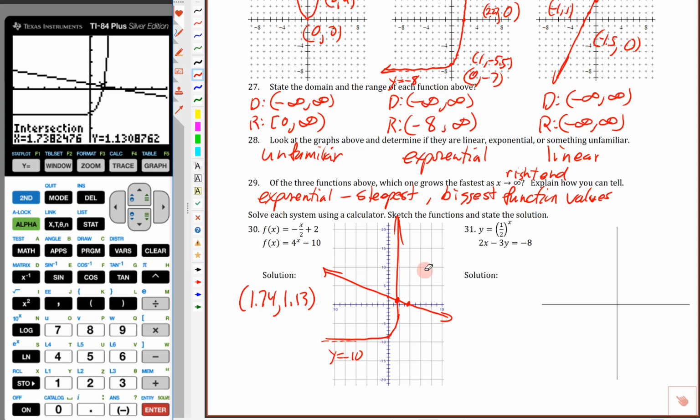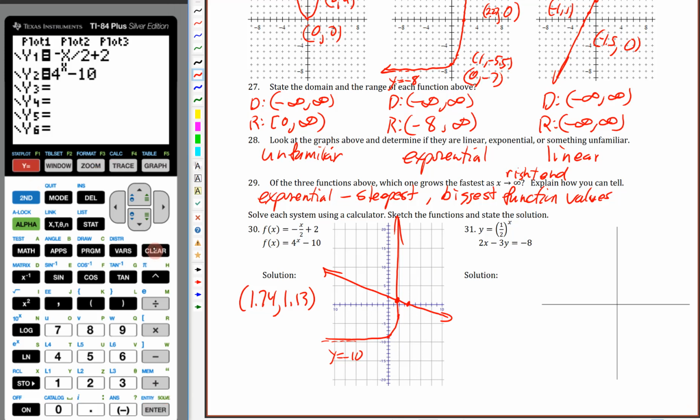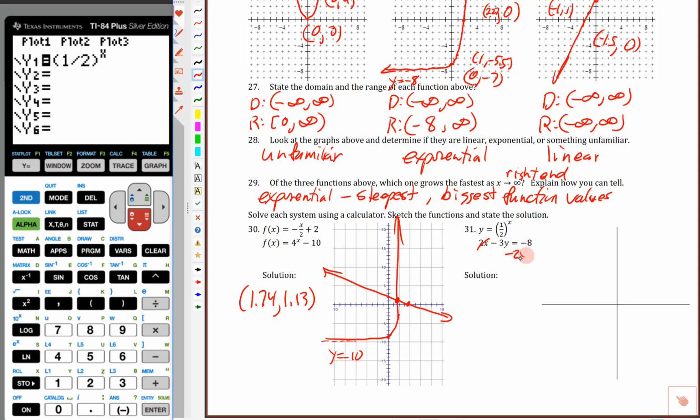So let's go ahead and take a look at the next one so we can clear this off. We're going to clear there and clear here, and we're going to type in, this is 1/2 raised to the x. And then the other one, we've got to change this around just a little bit. Okay, let's see what we've got here. So we're going to subtract 2x. So this is going to be -3y equals -2x minus 8. And then we're going to divide everything by -3. Okay, so here's what we've got. We're going to have y equals 2/3 x and then plus 8/3.